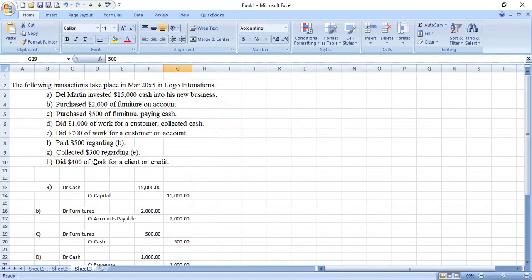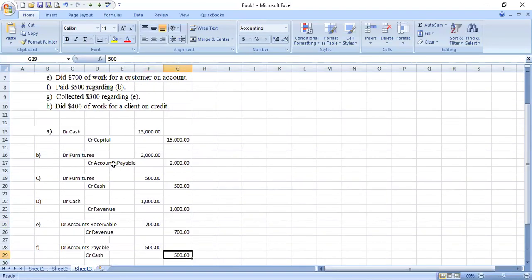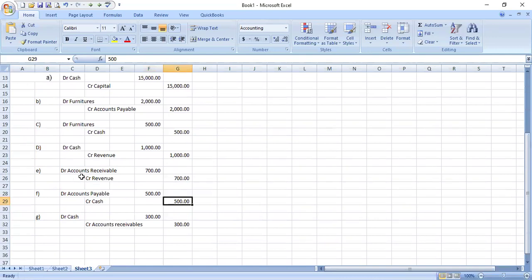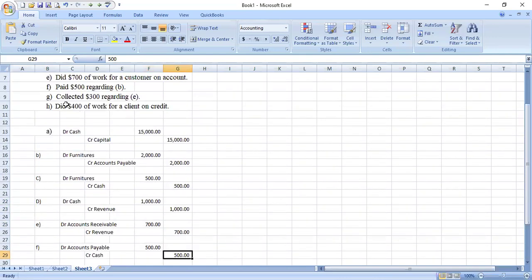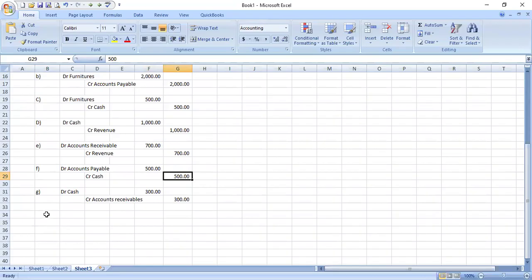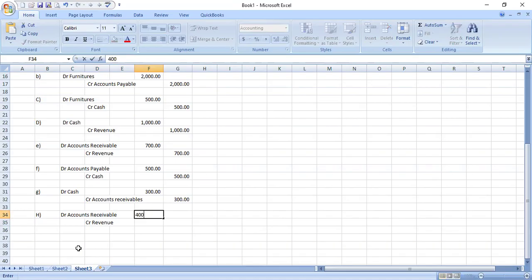And the last one, we work for the clients on credit. So basically, we get another revenue, which we didn't collect the money for. Let's do the last one and finish with this. Debit accounts receivable and credit revenue for $400.